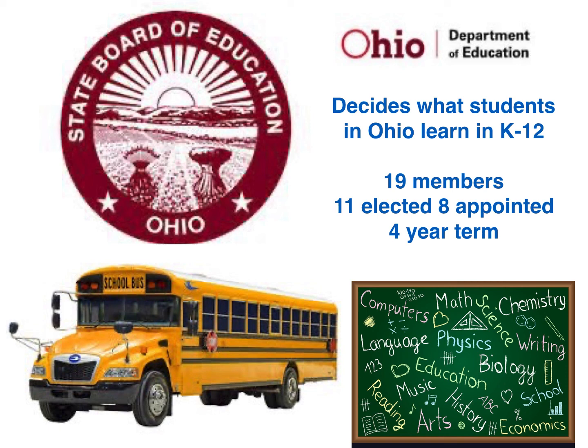19 members, 11 of them are elected by the people of Ohio, and 8 are appointed by the governor. So it's just kind of an odd mix, but it's just the way the law has set it up. And it's a 4-year term. So if you don't like taking these classes, or you don't like taking any classes, you can thank the State Board of Education.